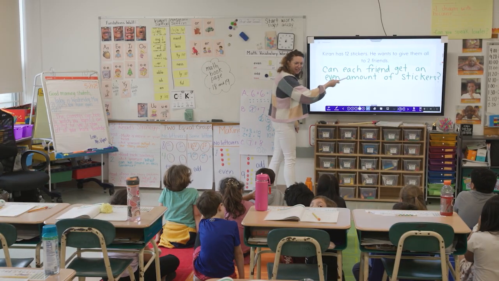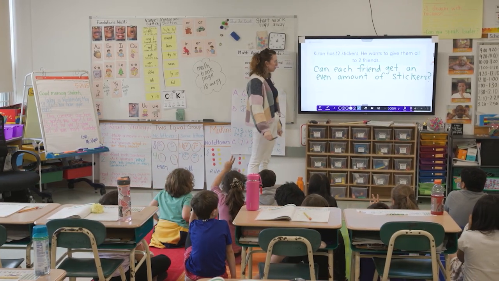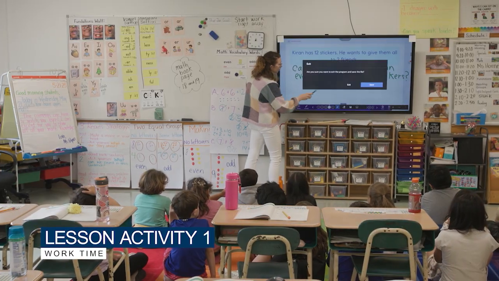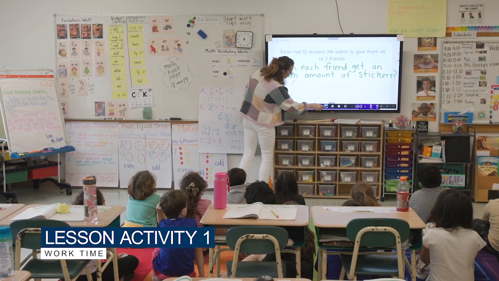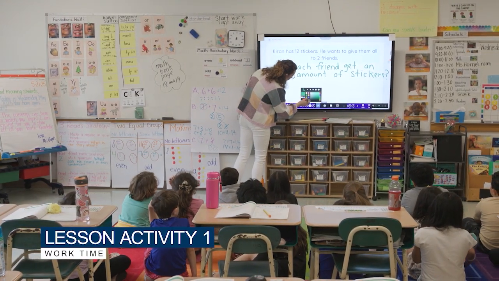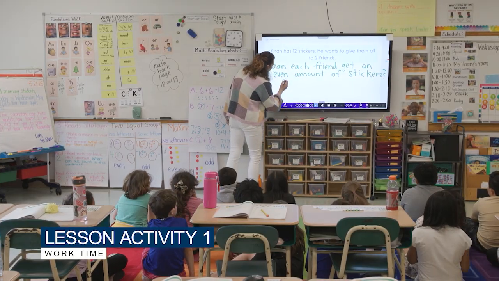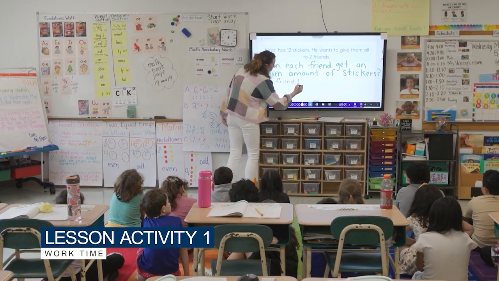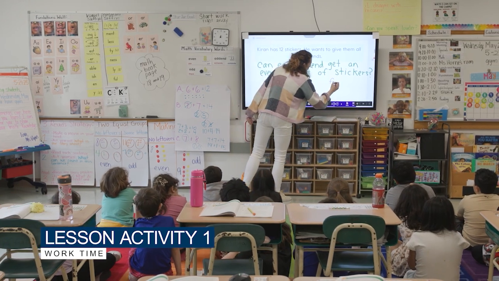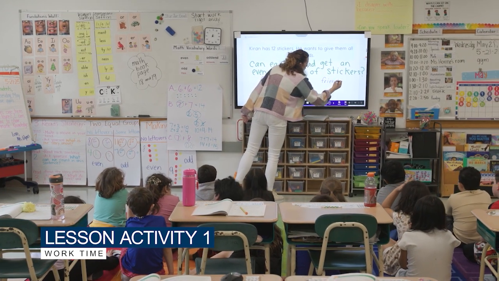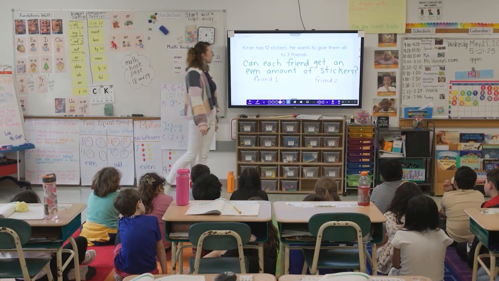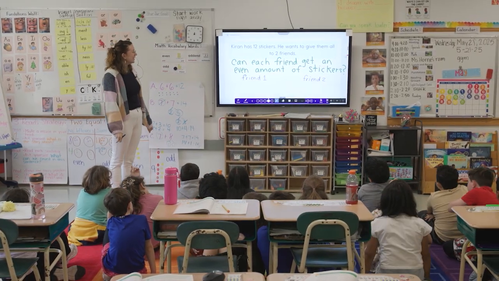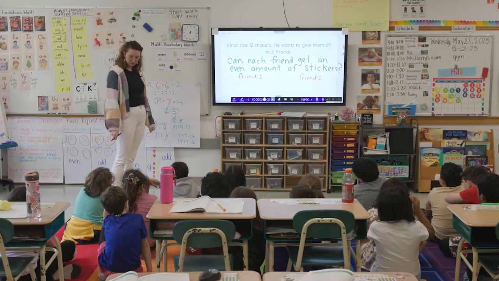How many friends does he have again? 2. So I'm going to have friend 1. Oh, I'm going to change my color. Okay, so friend 1 and friend 2. How should I go about trying to figure out, can each friend get an even amount of stickers? What do you think I should do?